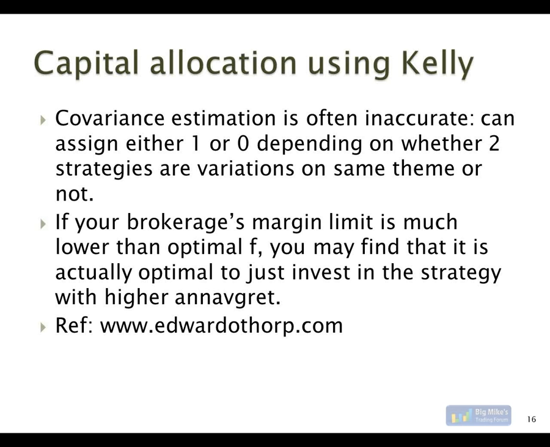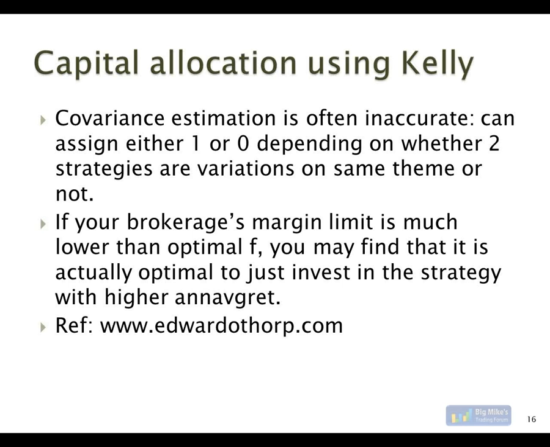So oftentimes, you might simplify it by just sticking in 1, 0, or -1 into this covariance matrix, depending on whether you think the two strategies are very closely related. Maybe they're just variations of the same strategy, or whether they're opposite. One is a momentum strategy, one is a mean reverting strategy.